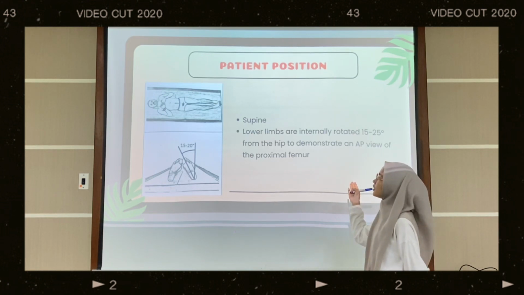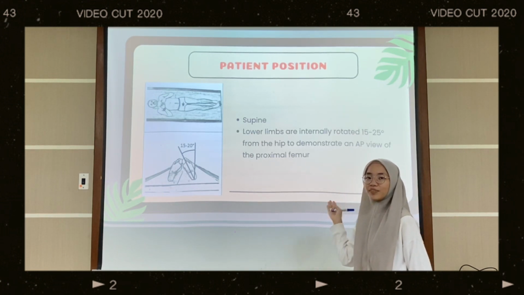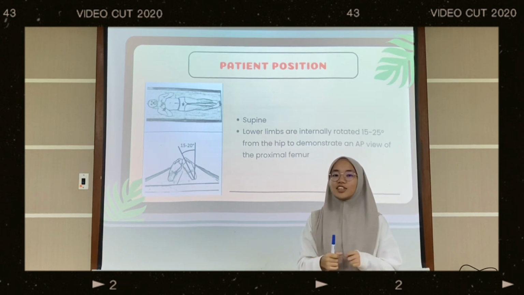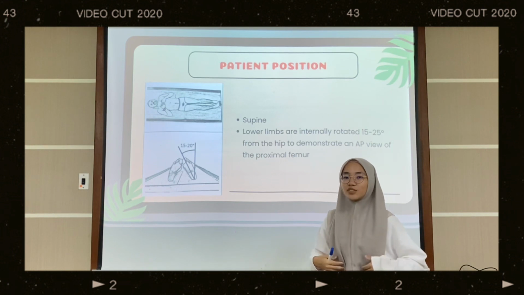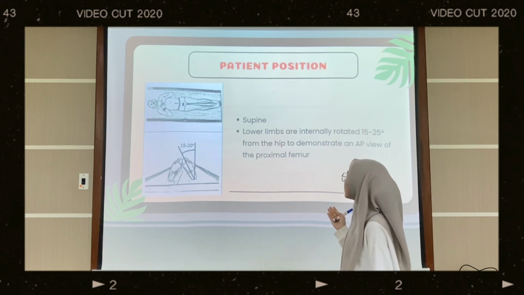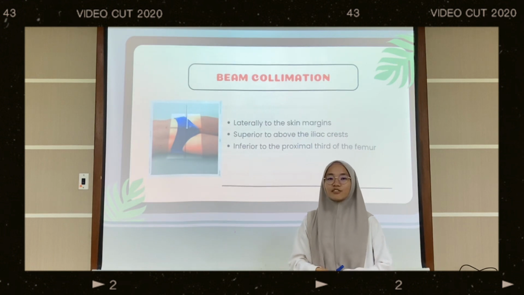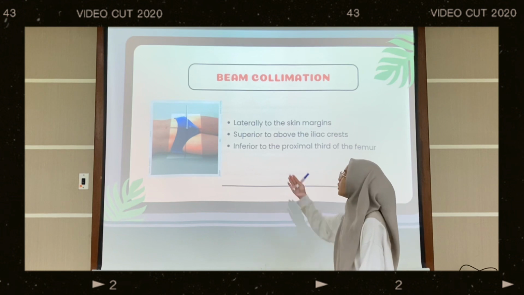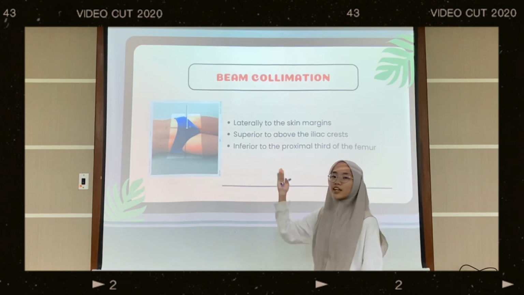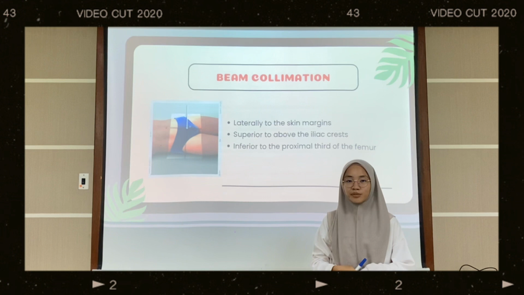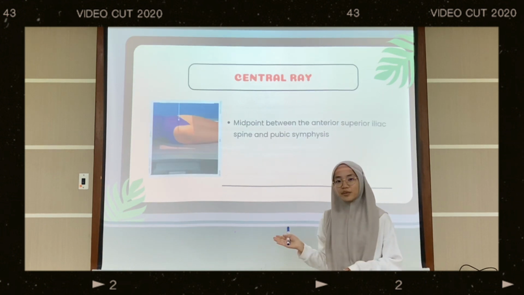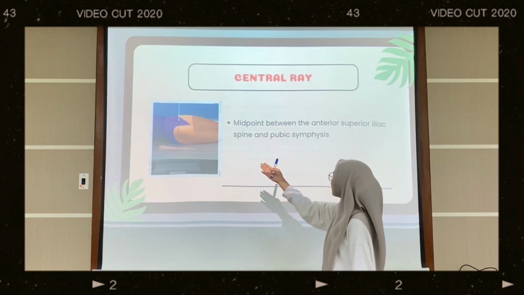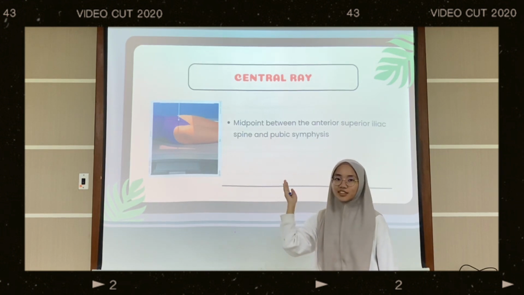For patient position, the patient should be in supine position and the lower limbs of the patient are internally rotated about 15 to 35 degrees from the hip to demonstrate an AP view of the proximal femur. For beam collimation, it should be collimated laterally to the skin margin, superior to above the iliac crest, and inferior to the proximal third of the femur. For the central ray, it must be directed to the midpoint between the anterior superior iliac spine and the pubic symphysis.